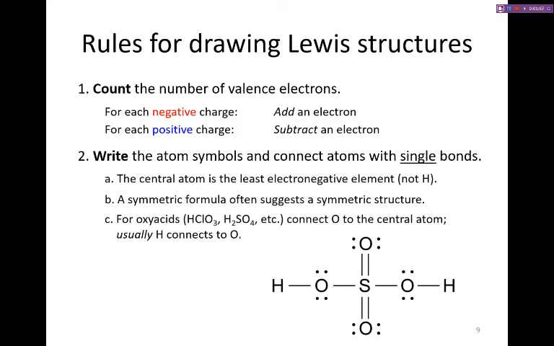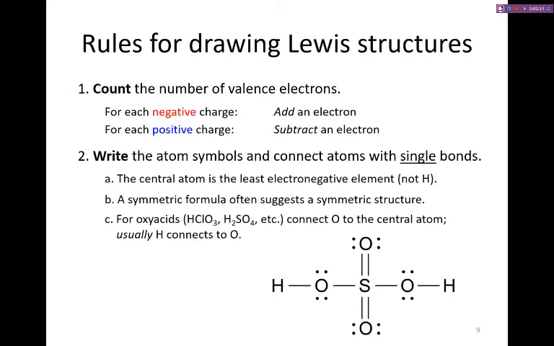The first thing you do is make sure that the central atom is the least electronegative element. The only exception to that is hydrogen. Hydrogen can only form 1 bond, and so it's never going to go in the center of a molecule. Oftentimes, a symmetrical formula will mean that there's a symmetric structure.